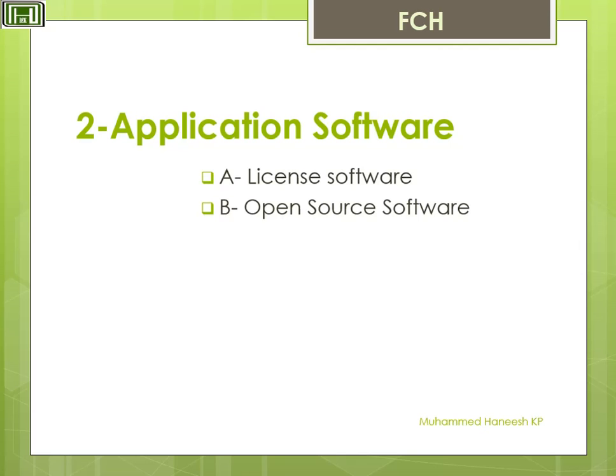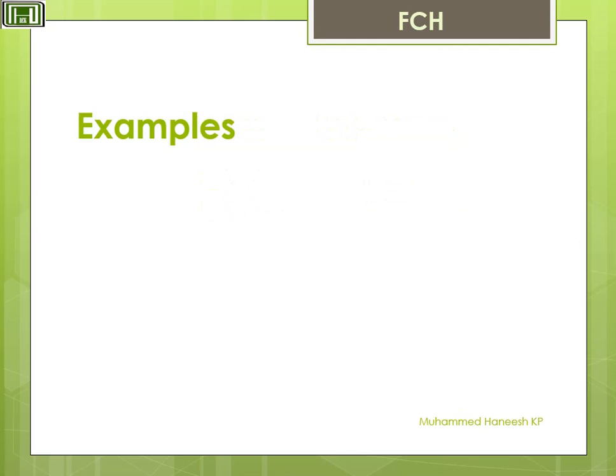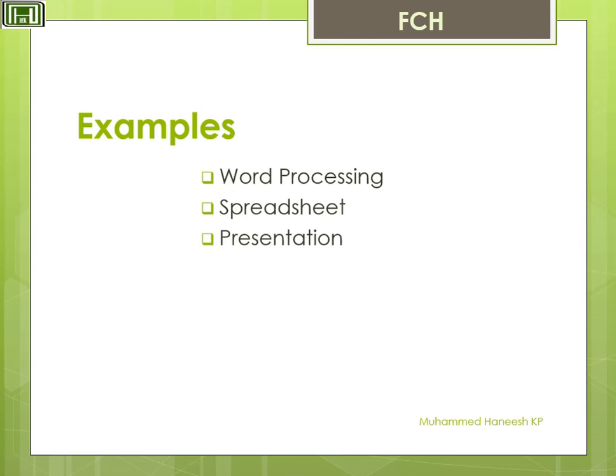Examples: antiviruses, Windows. Now moving to open source software, which is free in nature. Without payment you can obtain the software. Examples are Linux, then some Adobe, etc. Here we have some examples of major application software: word processing software, MS Word; spreadsheet software, MS Excel; then presentation software, MS PowerPoint, etc.